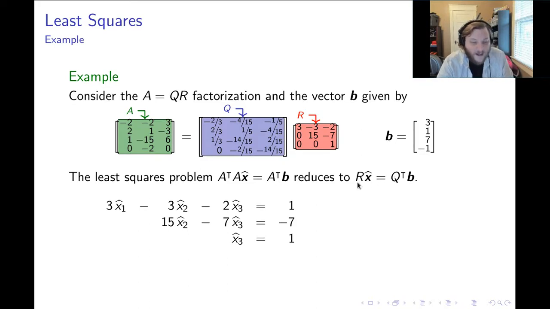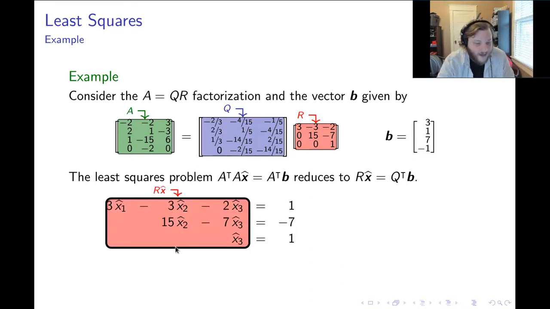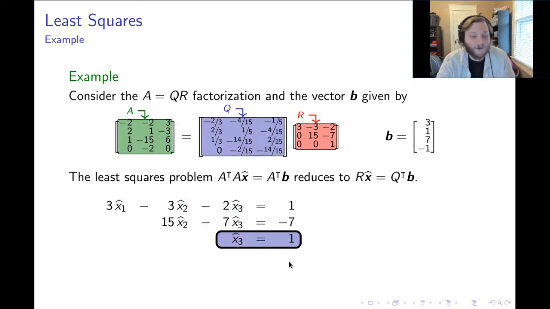And if I look at R times x hat equals Q transpose times b, I can simply write that system down. Here on the left, you're looking at R times the vector x hat. So the coefficients in the coefficient matrix here are exactly coming from the R in the QR factorization. And then to the right of the equal sign, what you're looking at is Q transpose multiplied by the vector b that we're starting with here. And how do I solve this system? Well, I start from the bottom because this is an upper triangular system.